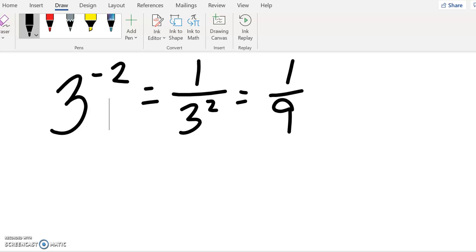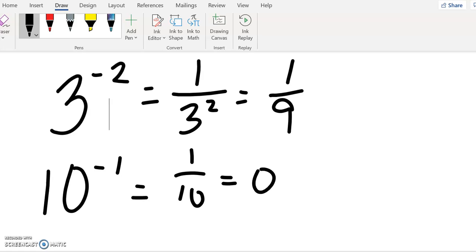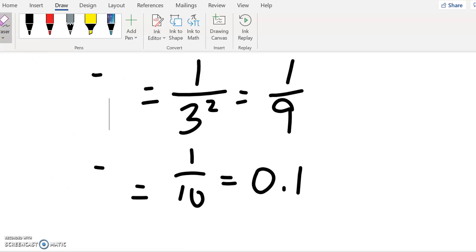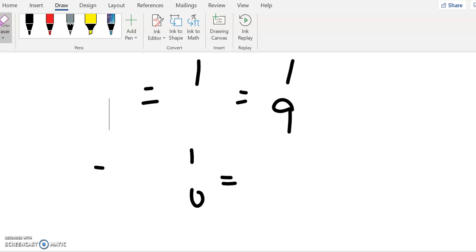Now, we're talking a lot about scientific notation in class. So let's think about what does it look like if we have 10 to a negative exponent. That's like 1/10, which is the same as 0.1. So this is the idea in scientific notation. If you have a negative exponent, you're going to have a small number. Okay, so let's talk about scientific notation.